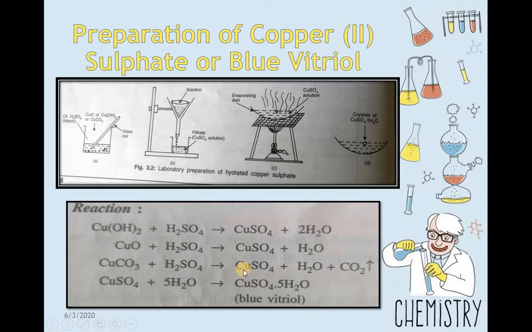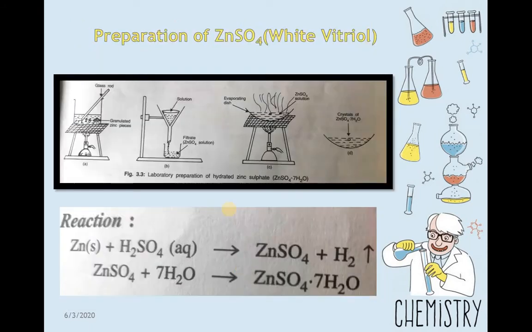Other salts which can be prepared by these same methods are zinc sulfate, lead nitrate, calcium chloride, calcium nitrate and magnesium sulfate. Next is the preparation of zinc sulfate. Now zinc sulfate can be prepared by the action of dilute acid, that is dilute H2SO4, on an active metal. The same process you can see over there. Now here the reactions are mentioned.